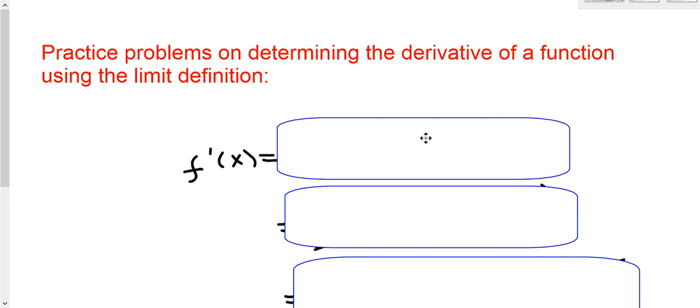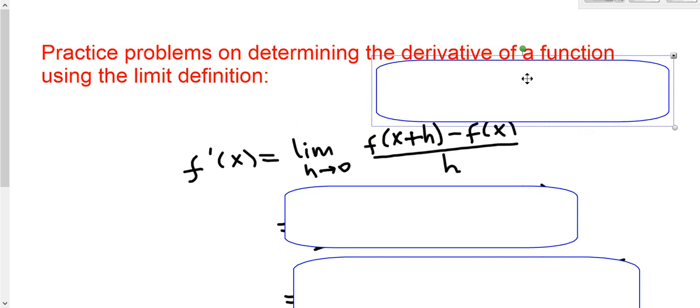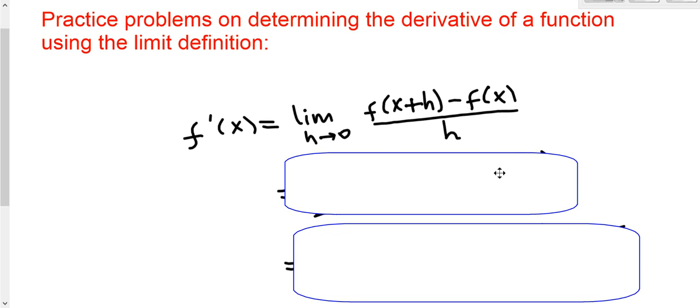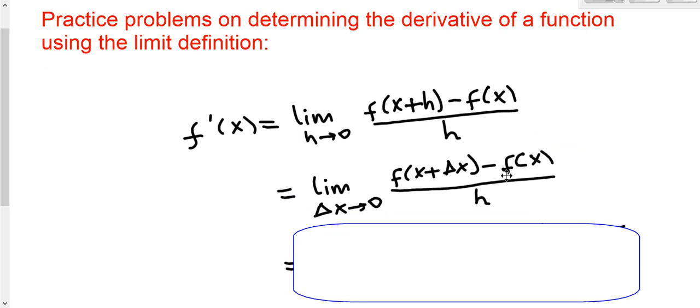So the definition of a derivative is the limit as h goes to 0 of f of x plus h minus f of x over h. And the alternate version of this you might see in different books is the limit as delta x goes to 0 of f of x plus delta x minus f of x, all over delta x. So basically both of these definitions really are saying the same thing. They're just using a different notation for the increment.